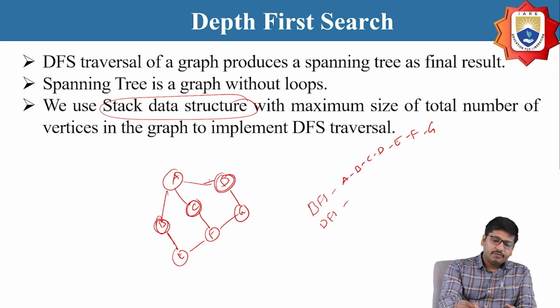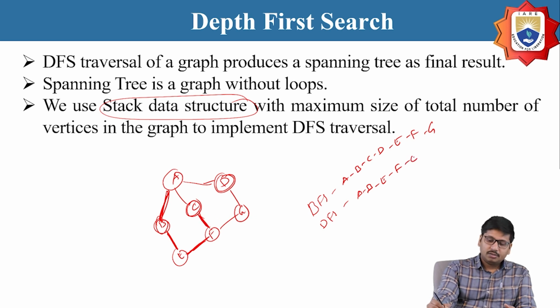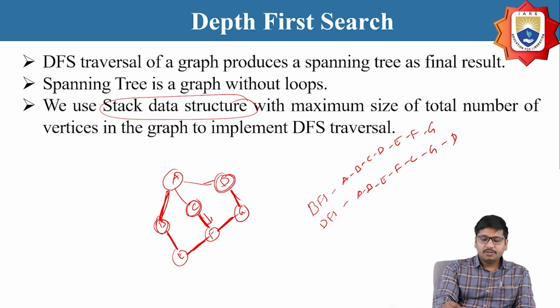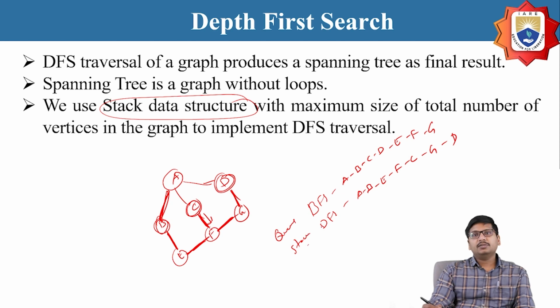And what about the DFS? DFS means A to B, B to C, B to E, A to F, F to C. So look at this one, again backtracking comes, and F to G, G to D. So this one is different and this one is different here. Here I'm going to use a queue, and here I'm going to use a stack.